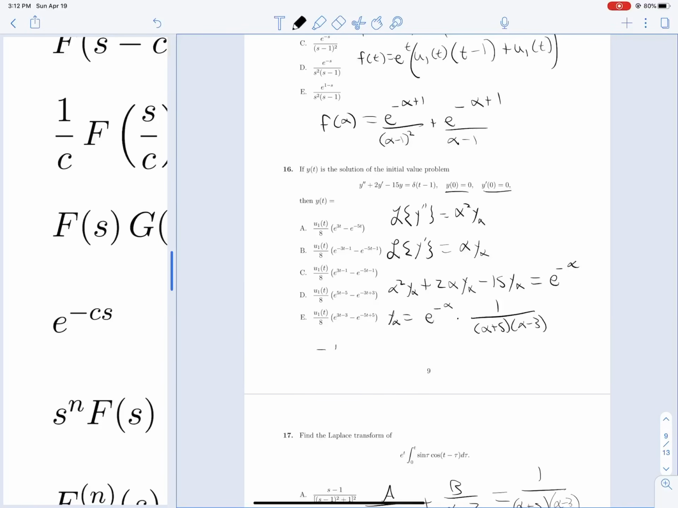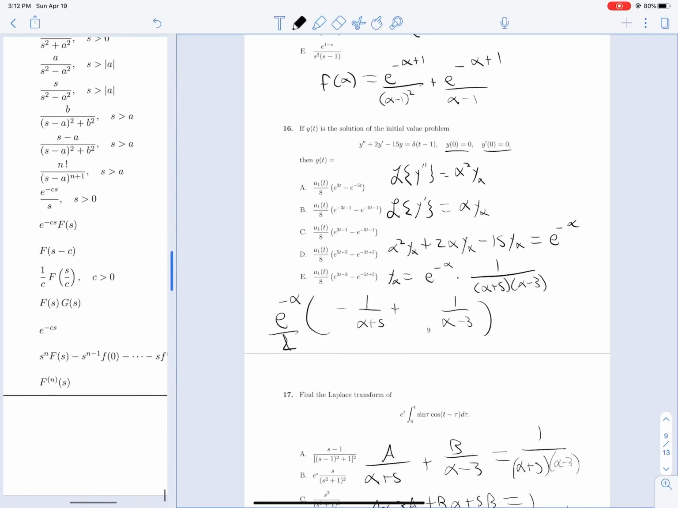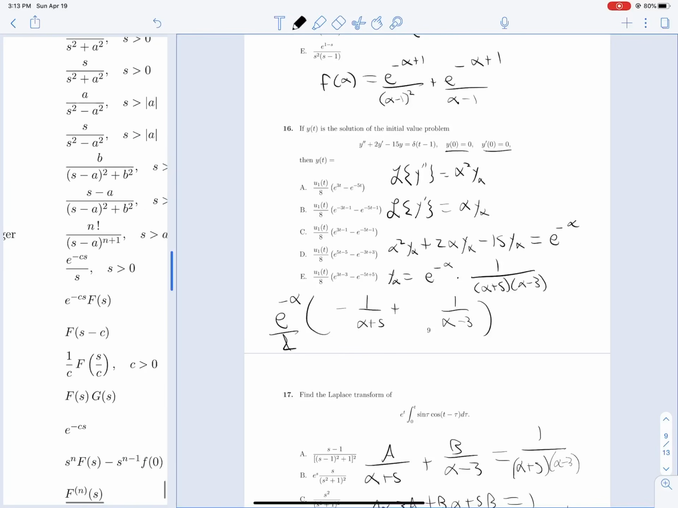So we get negative 1 over 8 times 1 over alpha plus 5 plus 1 over 8 times 1 over alpha minus 3. There we go. And all of this is then still multiplied by e to the negative alpha. I'm going to factor out this 8, and we are good to go because of the inverse Laplace transform.